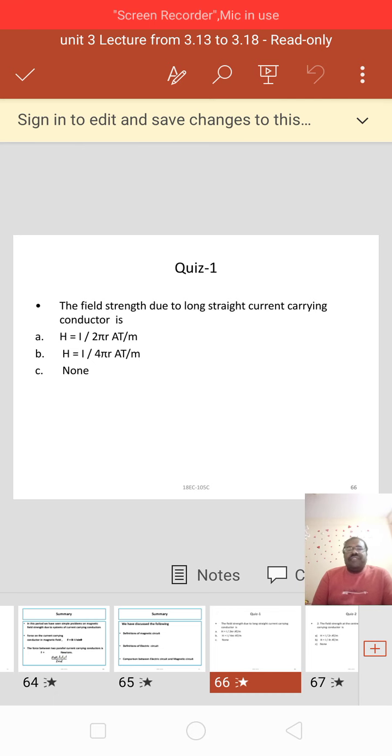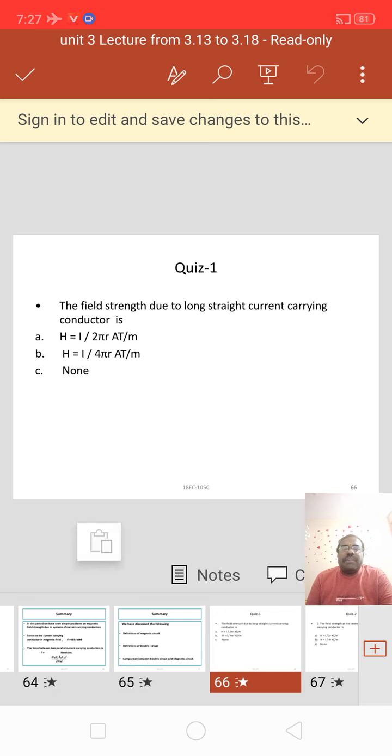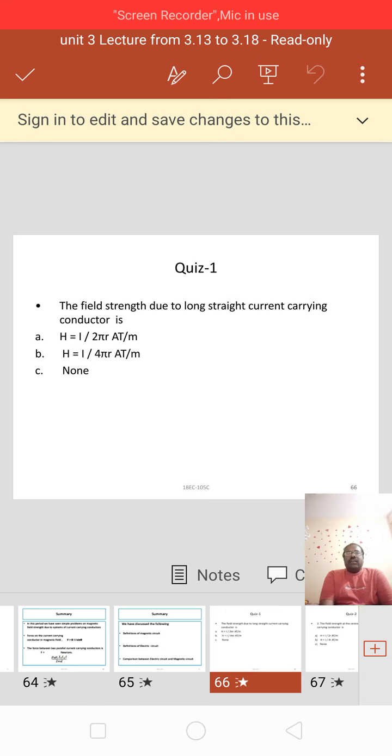Quiz 1. The field strength due to a straight current carrying conductor is: A, H equal to I by 2 pi r ampere turns per meter; B, H equal to I by 4 pi r ampere turns per meter; C, none of this. H equal to I by 2 pi r ampere turns per meter is the right answer. A. The field strength due to a long straight current carrying conductor is H equal to I by 2 pi r ampere turns per meter.